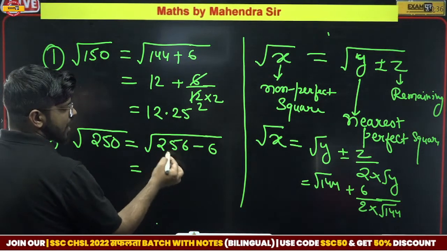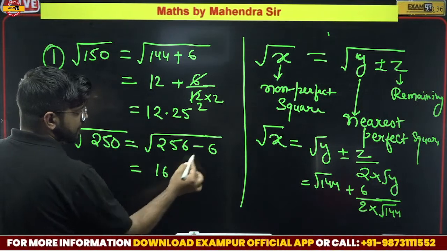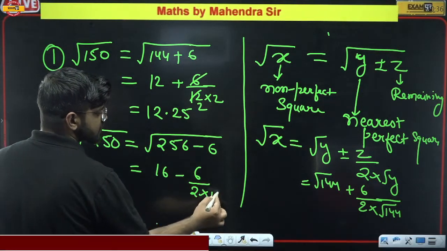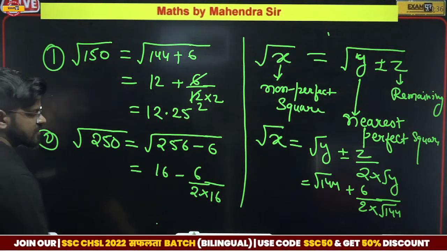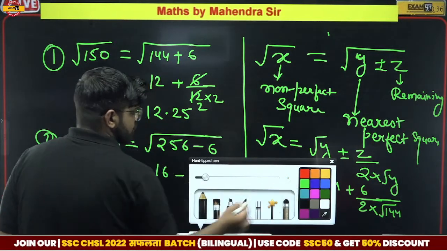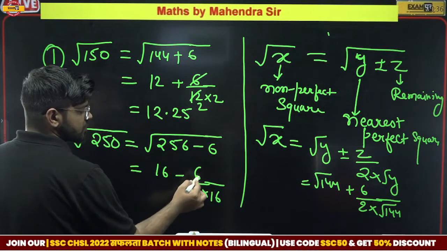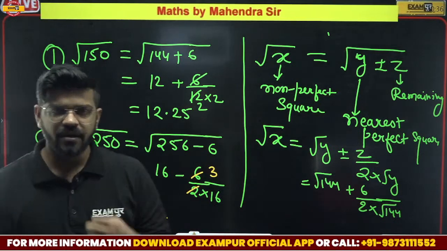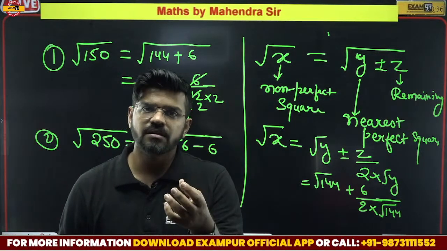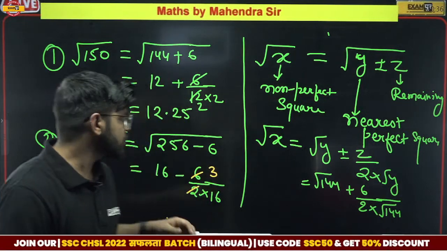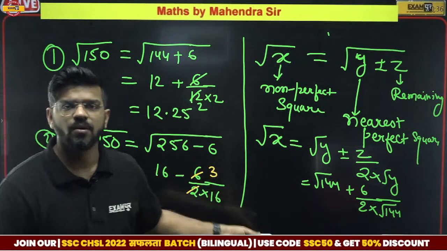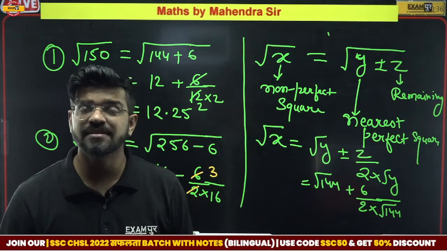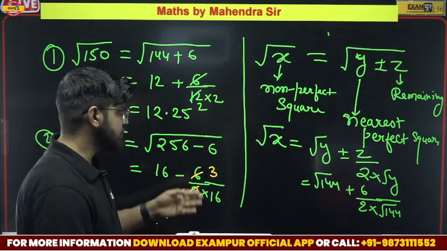So how do we write this? You know that the square root of 256 is 16, minus 6 divided by 2 multiplied by 16. Just cancel it out. 2 threes are 6, so 3 by 16. You have remembered many percentage fractions. What is 3 by 16? 1 by 16 is 6.25, so 3 by 16 is 18.75 percent.